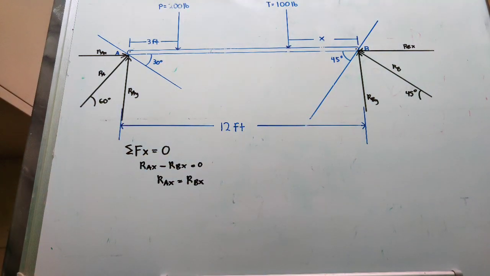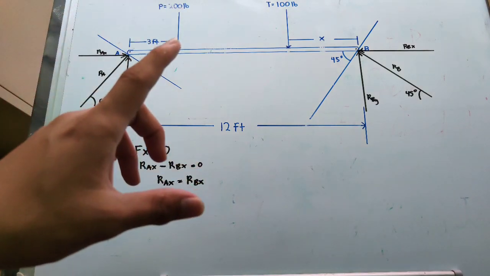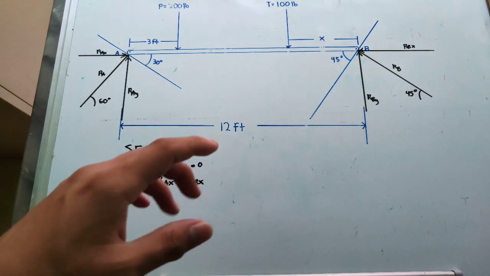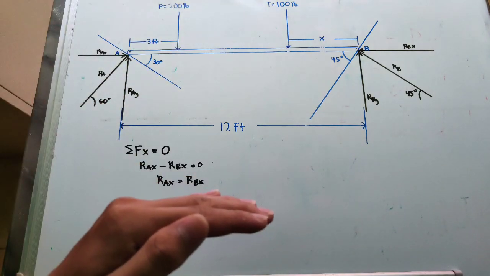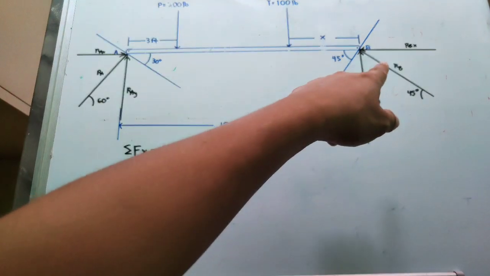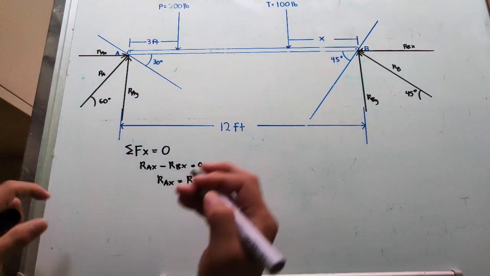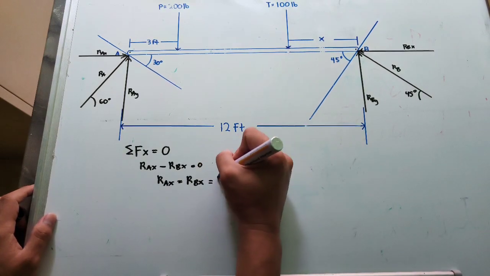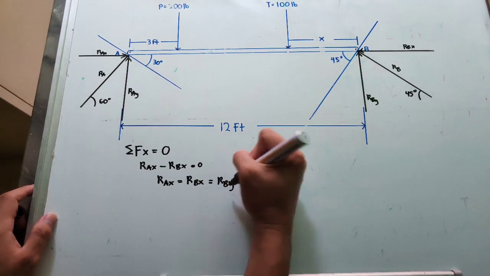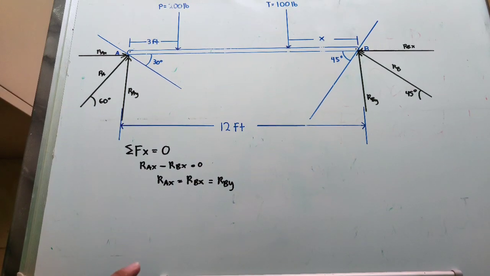because the tangent of 45 degrees is 1, and when it is 1, the numerator and the denominator are both equal. So RBX is equal to RBY. Now this is important later on.